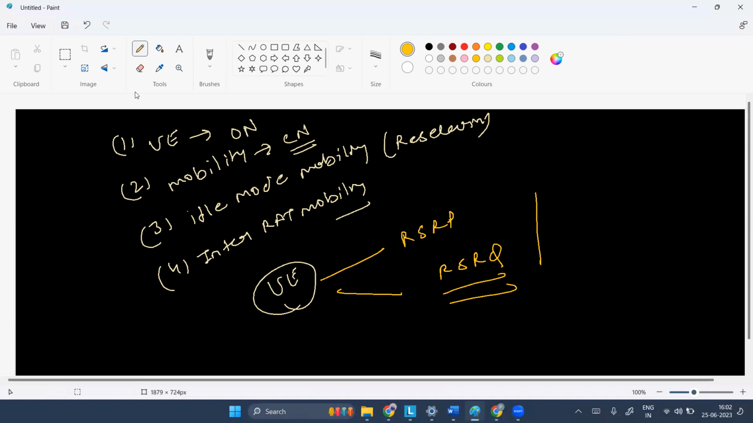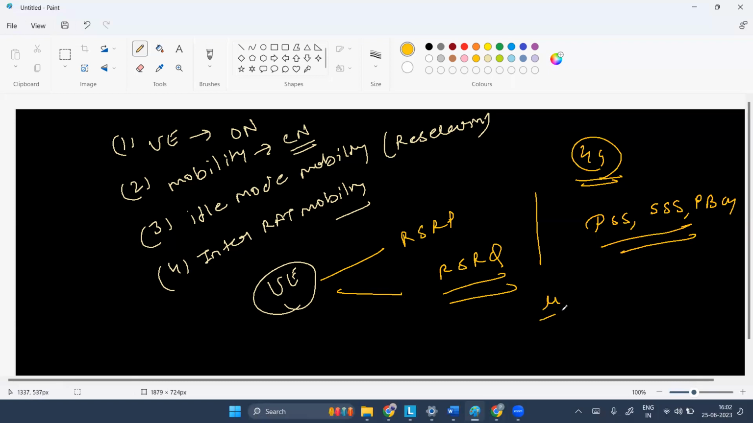So going further, in LTE, what used to happen? If I talk about 4G, PSS, SSS, and PBCH were fixed in time and frequency domain, right? But in 5G NR, we have different subcarrier spacing, like we have this mu, the numerology indicator. Its values are 0, 1, 2, 3, 4. And 2 to the power mu depends on the numerology.